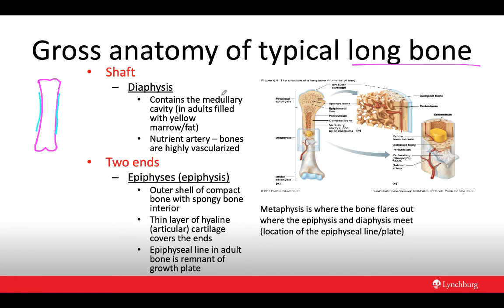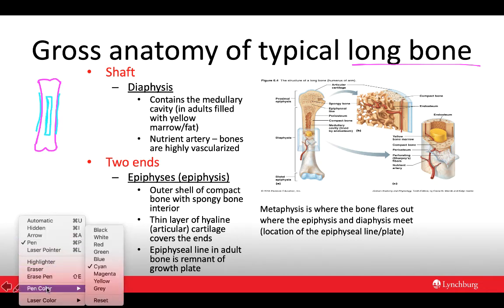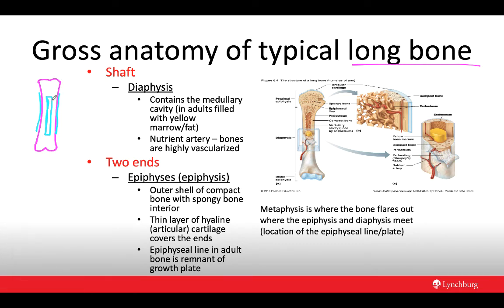Okay, so what's important with the diaphysis is that it's got a medullary cavity, so it's basically got this space on the inside of it that is filled with yellow marrow, and this serves as the area of fat storage for our body, one area that we store fat. So that's going to be filled with yellow bone marrow.